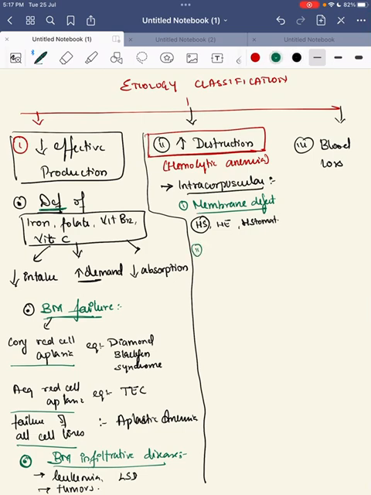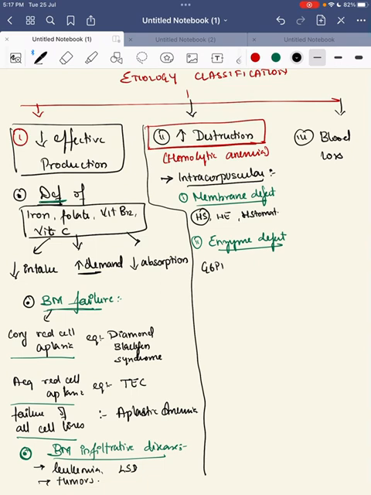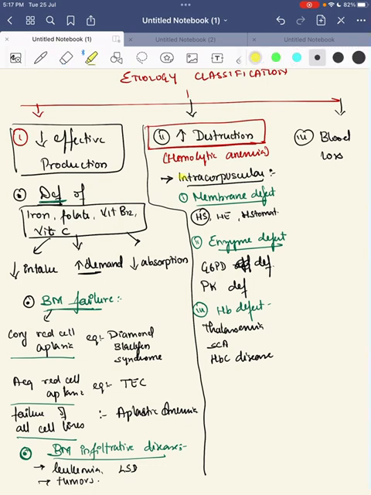Next, it can be due to enzyme defect. So enzyme defect can be either G6PD deficiency or pyruvate kinase deficiency. Third thing can be hemoglobin defect. So hemoglobin defect is a defect in the chains of the hemoglobin. It can be a qualitative defect or a quantitative defect: thalassemia, sickle cell anemia, HbC disease. Okay, these are the examples of intracorpuscular causes.